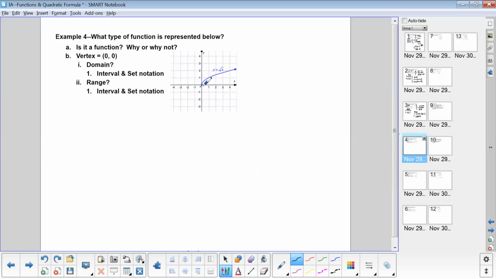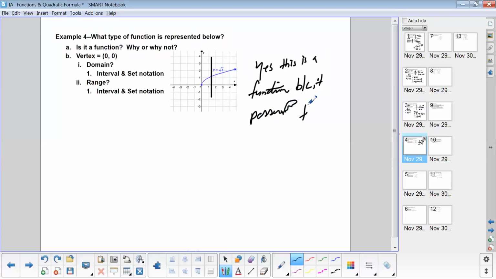What we have is a square root function, and it passes the vertical line test, so we will say yes, this is a function because it passes the line test.